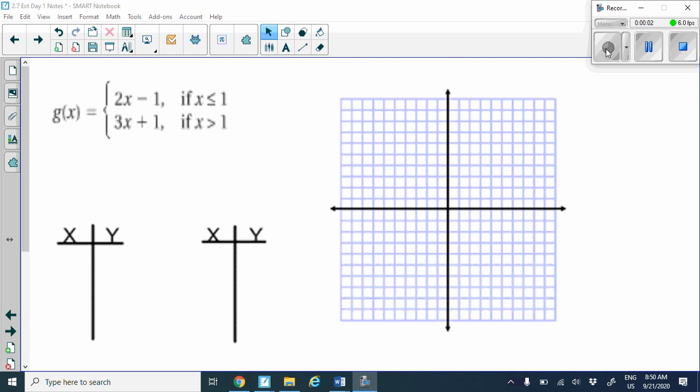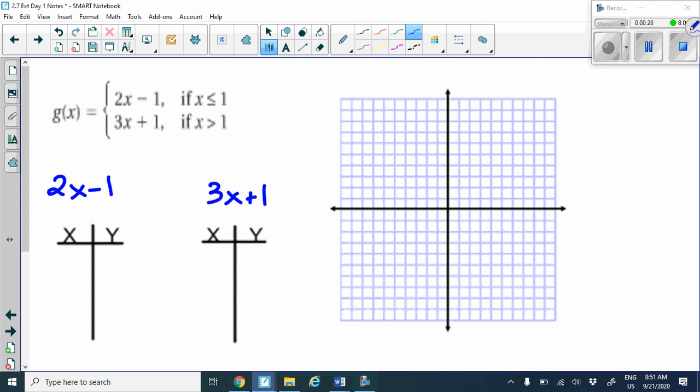Okay, so here's part 2 of the 2.7 extension day 1 notes. Now we're going to go over how we graph piecewise functions. How we're going to do so is by using XY tables. When we use XY tables, the number of equations we see in our piecewise function is how many tables we should create, because we want to make sure that we can list the values or the points that will work. Okay? So I'm going to keep this color coordinated here.